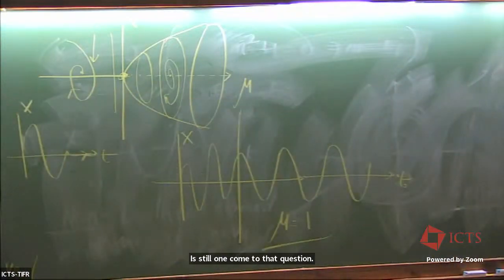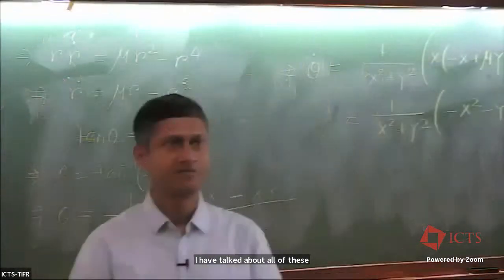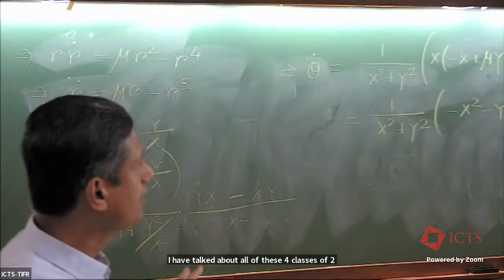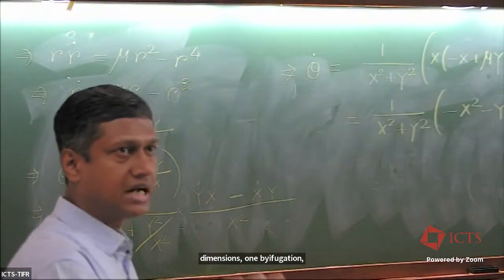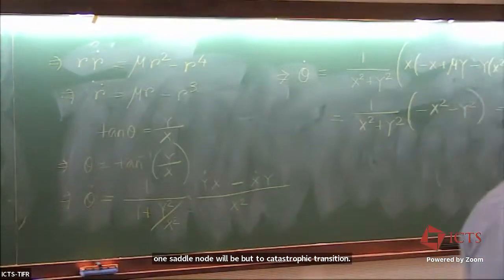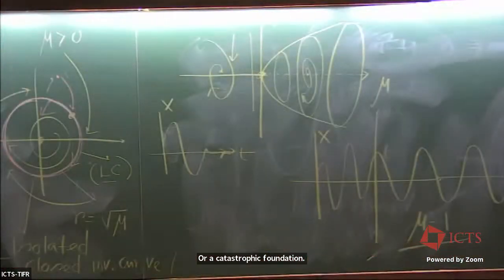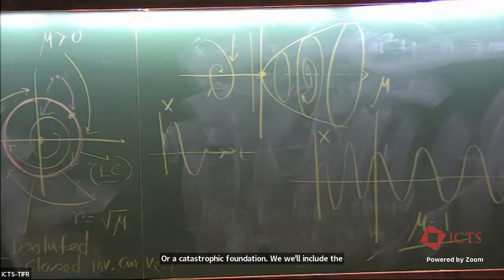Now I have talked about all these four classes of one-dimensional bifurcation. The first one, saddle node, gives birth to catastrophic transition, or a catastrophic transition will include the saddle node bifurcation, because there is a possibility of sudden jump. The non-catastrophic ones are these three bifurcations: transcritical, pitchfork, and Hopf.